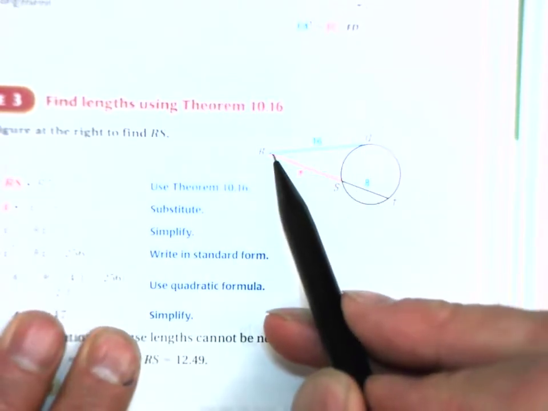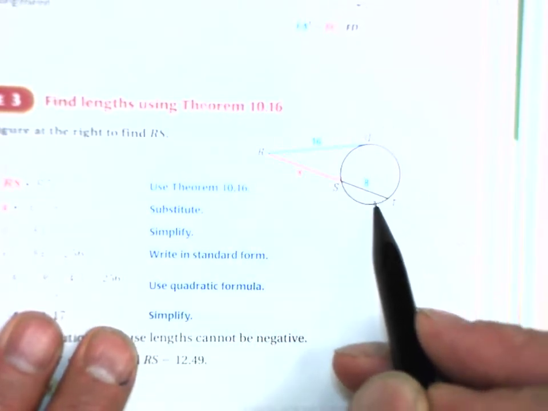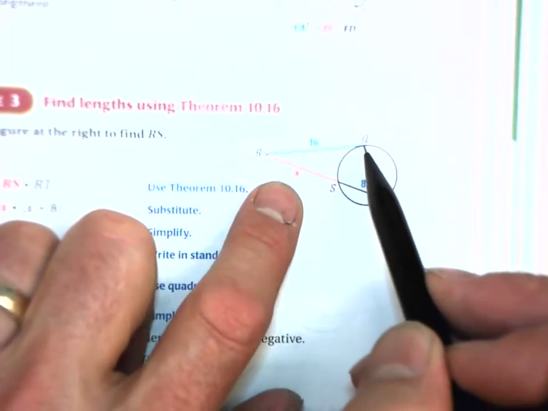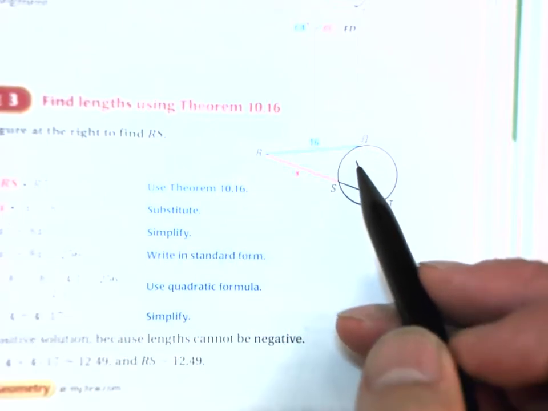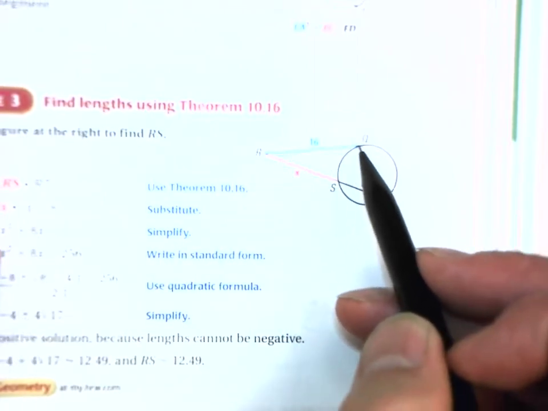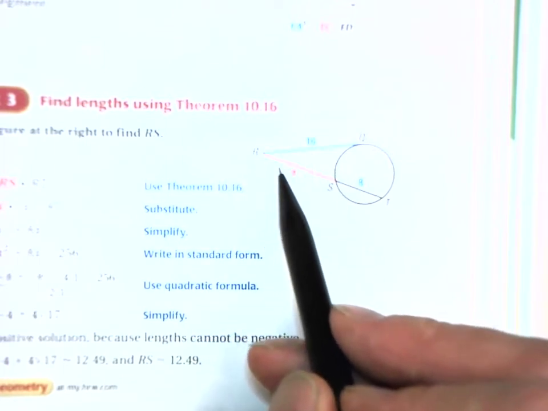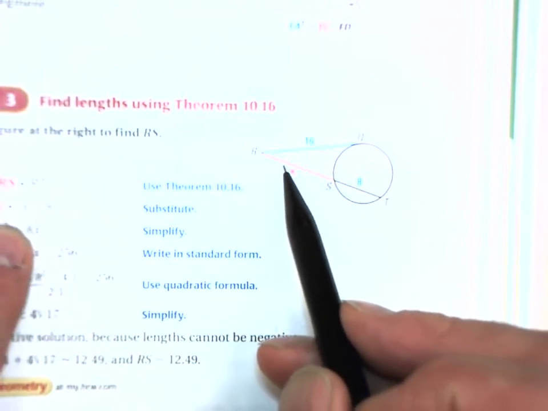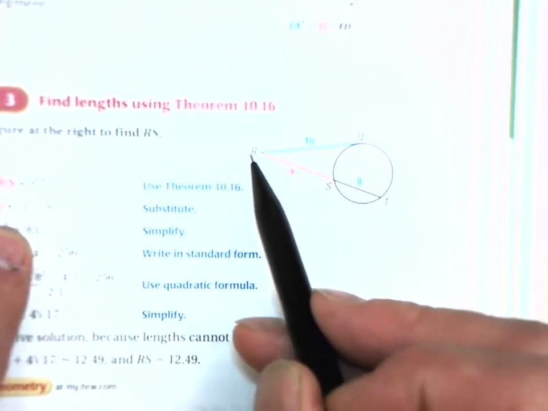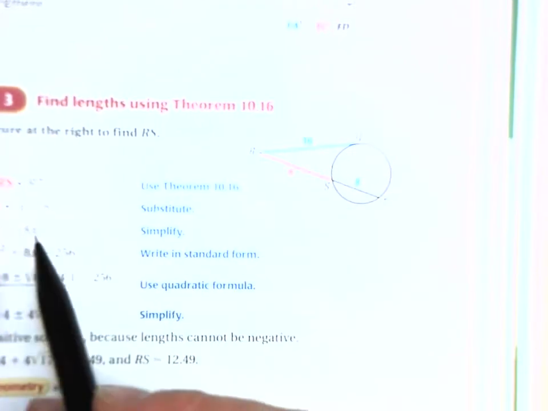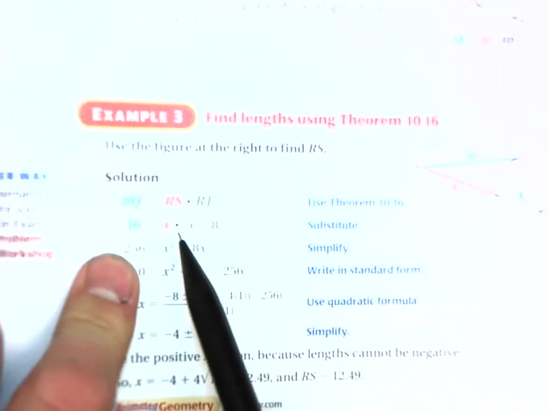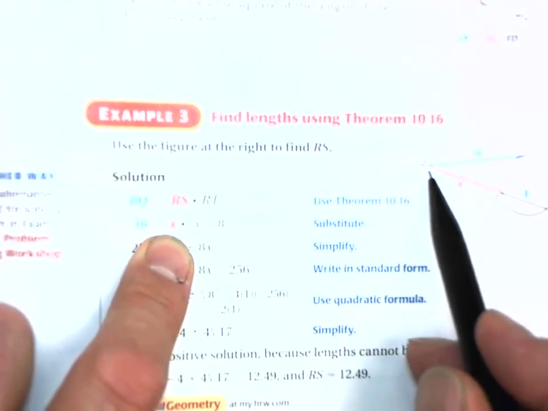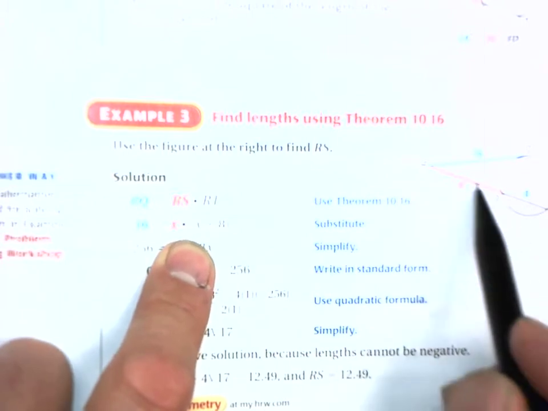So here you have a tangent and a secant. This is the external part of your secant. But when you have a tangent, remember it's tangent squared. So here's the tangent, 16 squared, equals the part of the secant times the whole secant. So part is x, and the whole secant is x plus 8. So there's your equation: 16 squared, the tangent squared, equals the external segment times the whole secant.